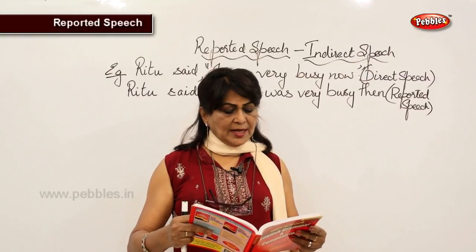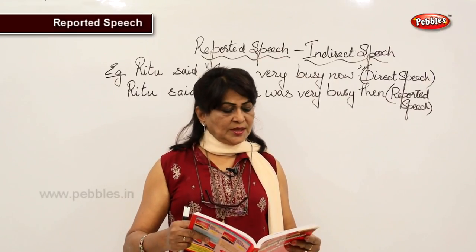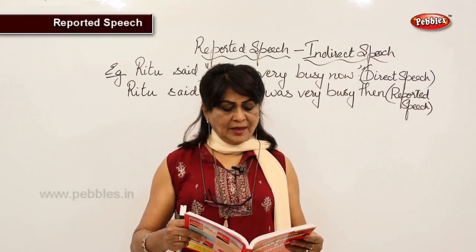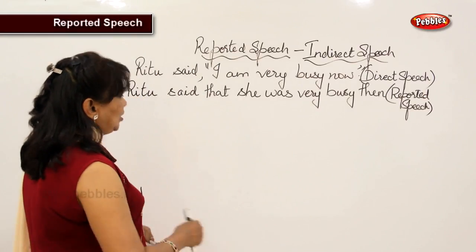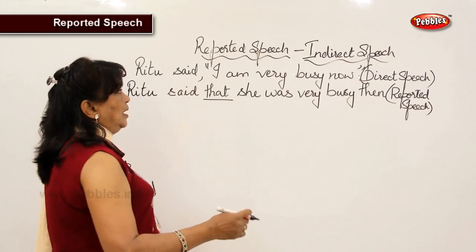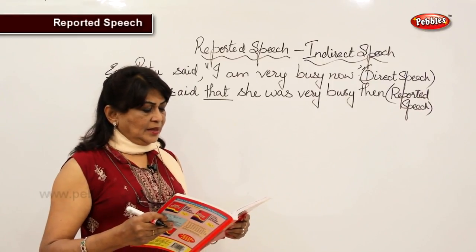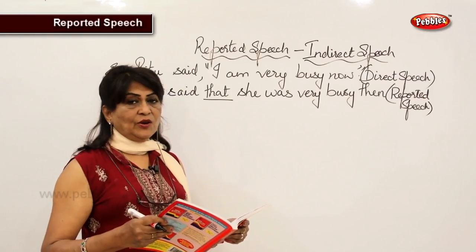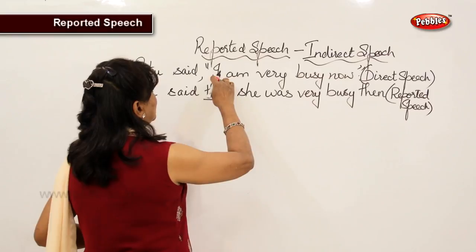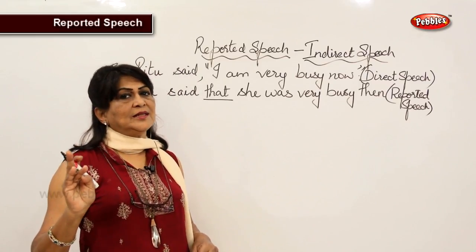It will be further noticed that in changing the above direct speech into indirect or reported speech, certain changes have been made. Thus, we have used the conjunction that before the indirect speech. What have we used? We have used that. Ritu said that, and then I became she, isn't it? Okay, first change, we have used that. The person is changed to he or she, that is the pronoun is changed. So I has become she, according to who the speaker is, we have changed it.